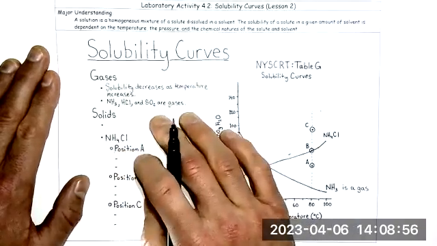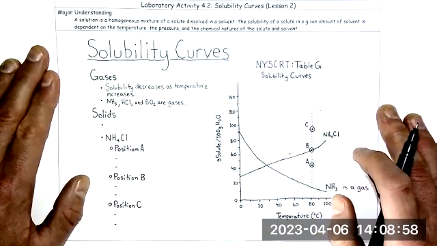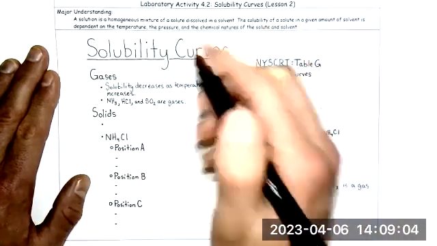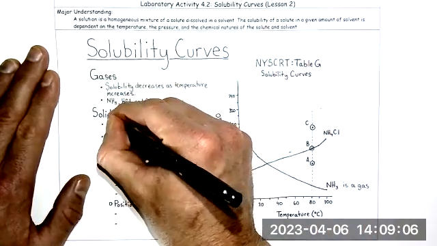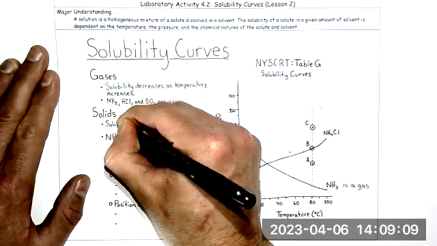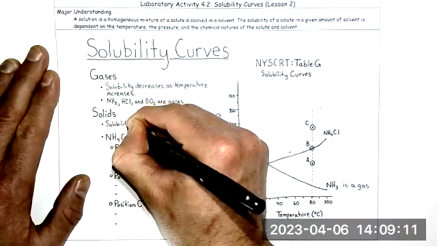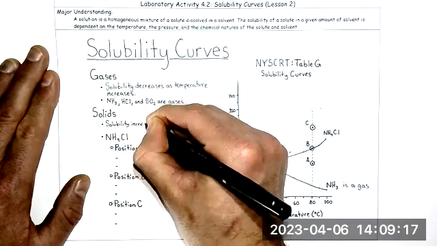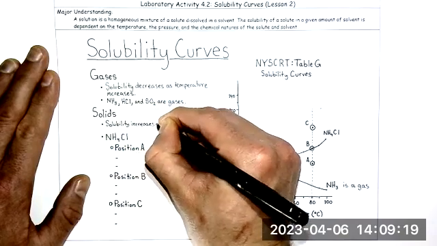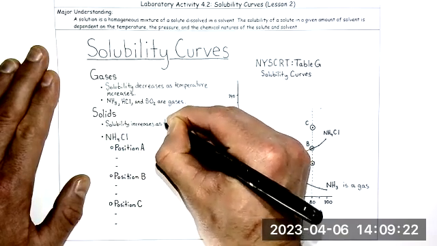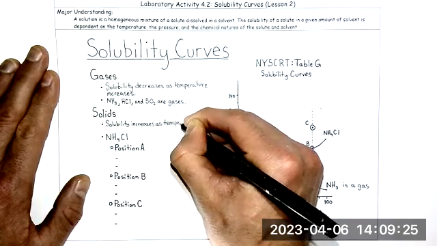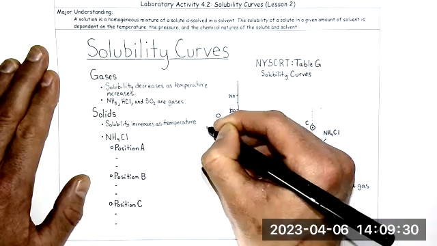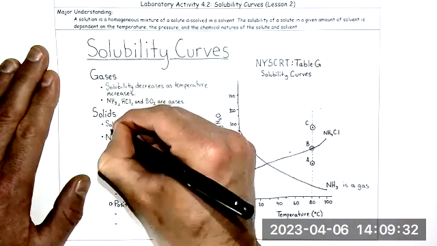Okay. So now the remaining compounds listed on the table are solids. And so generally, solubility increases as temperature increases.